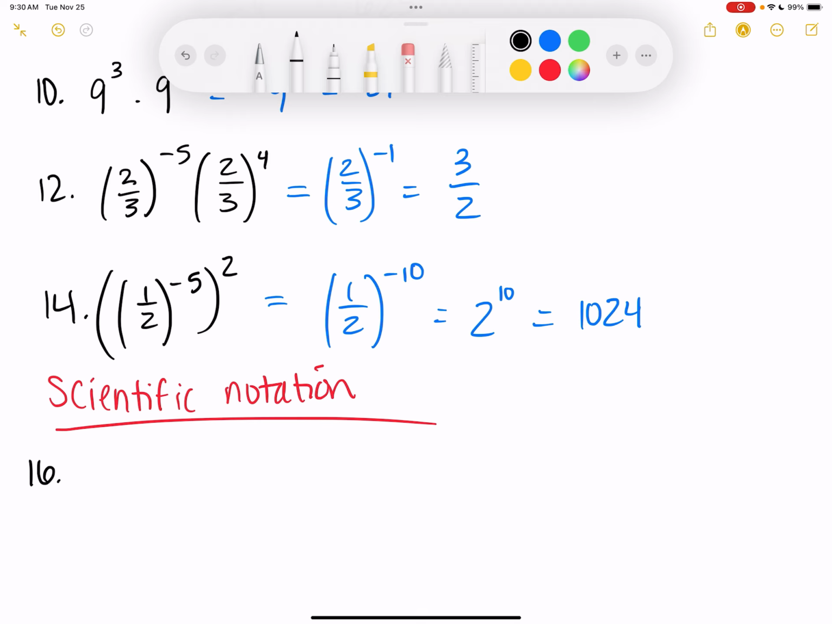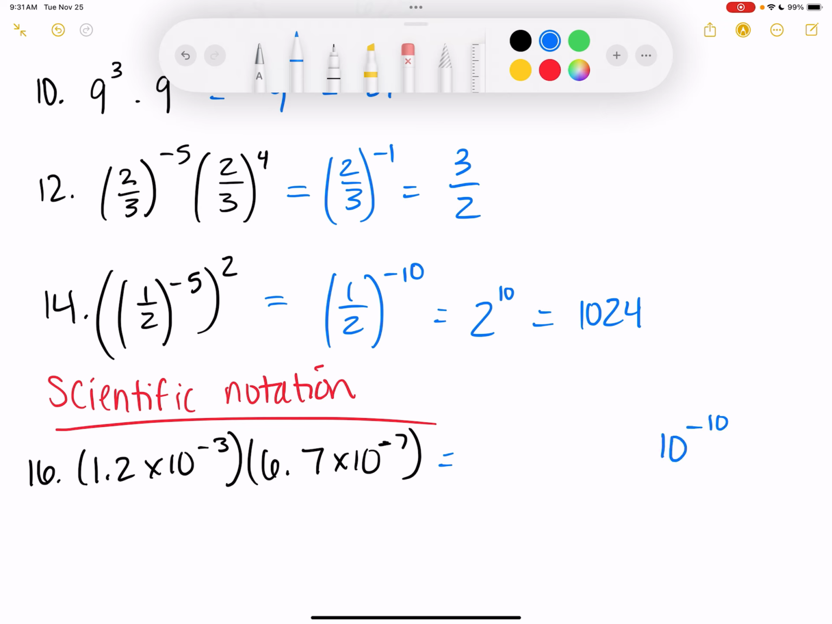Number 16: 1.2 times 10 to the -3 times 6.7 times 10 to the -7. So, the way we do these is we combine the stuff that's the same, okay? Everything is getting multiplied here. So, I have a 10 to the -3 and a 10 to the -7. This is going to give me, add the exponents, 10 to the -10. Now I just need to multiply 6.7 times 1.2.